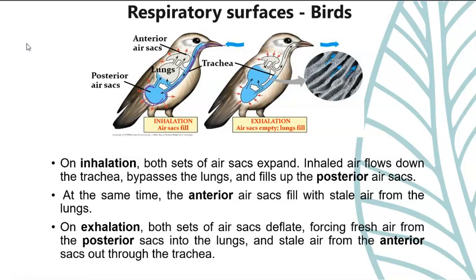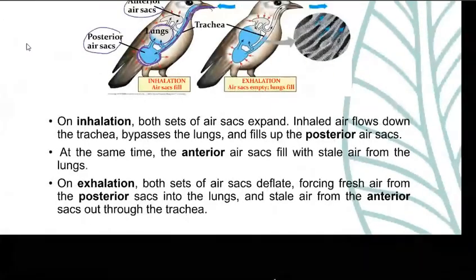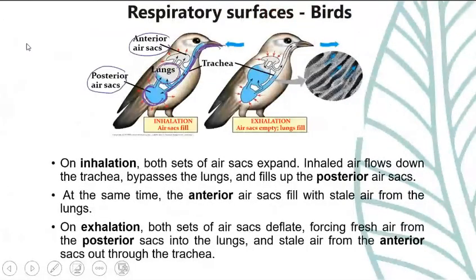Air sac dia ada dua. Anterior air sac, bahagian depan, and then posterior air sac, bahagian belakang lah. Okay. And then in between the anterior and posterior air sac, you have the lungs. Okay. So fresh air will enter through the nostrils and then enter into the trachea and then dia akan collect dulu dalam posterior air sac. Okay. So that is inhalation. Okay, air sac are filled.